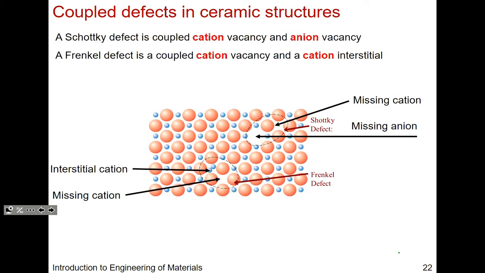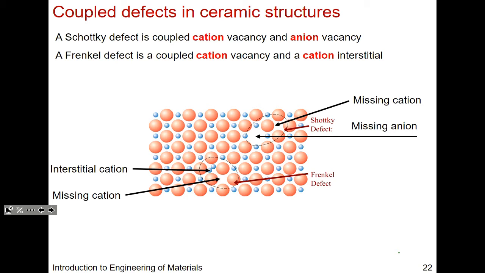Okay, there are specific names for when we get these pairs. So let's say you take away a cation and there's also an anion vacancy, or you observe a cation vacancy and an anion vacancy. We have a specific name for that. We call that a Schottky defect instead of just a defect, right?